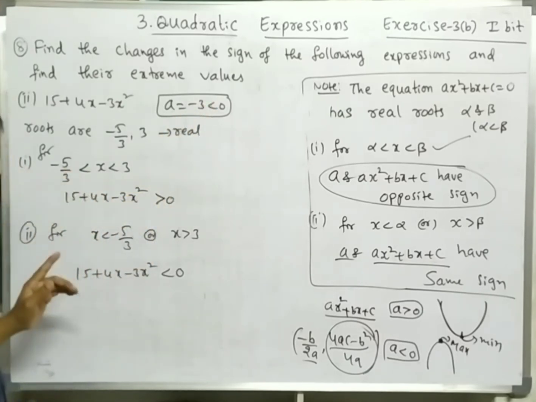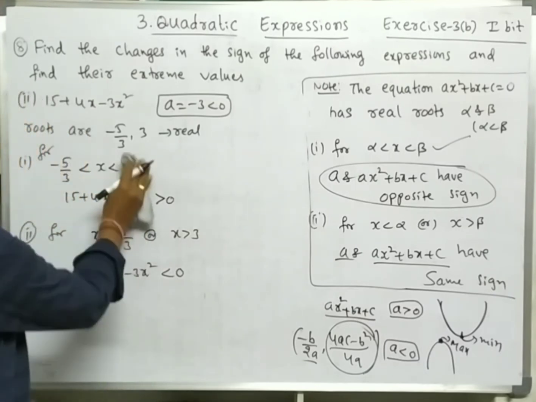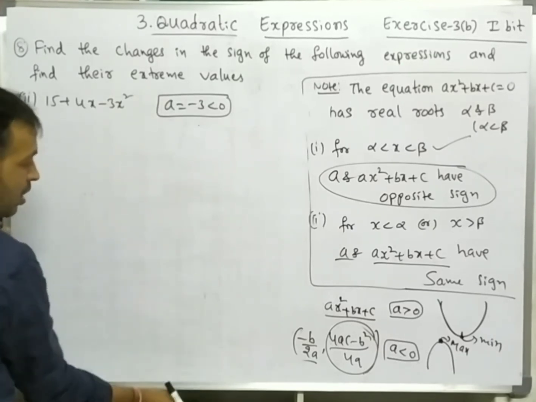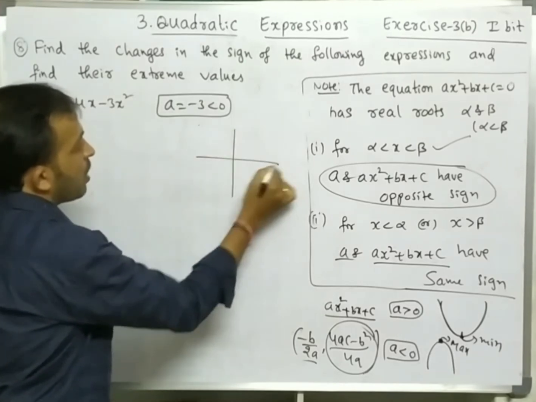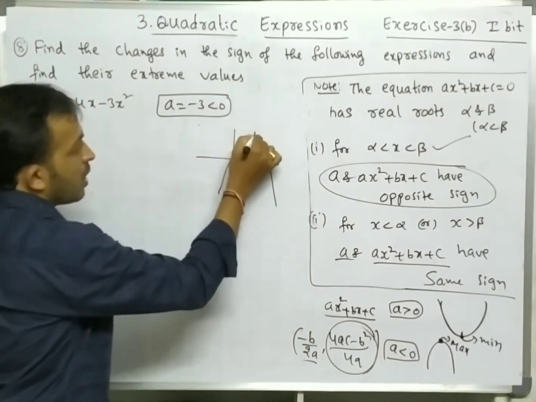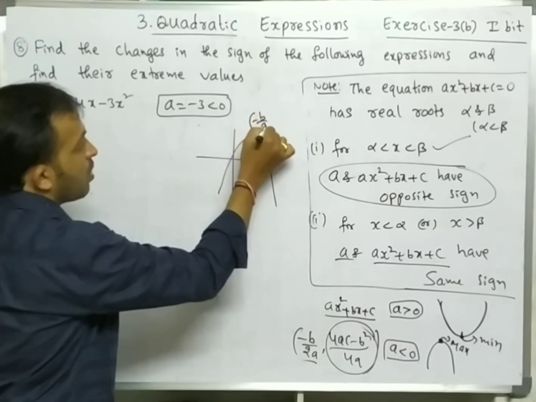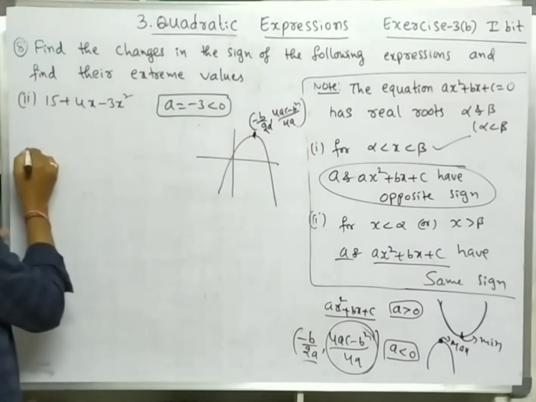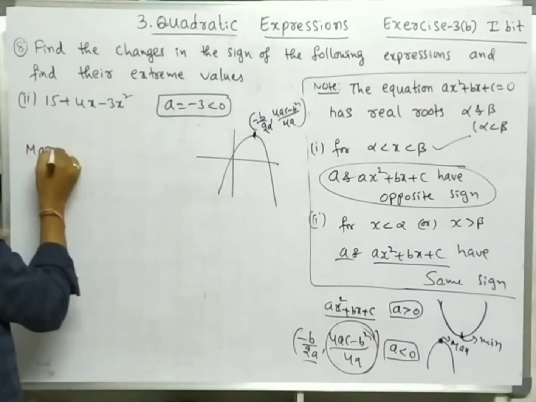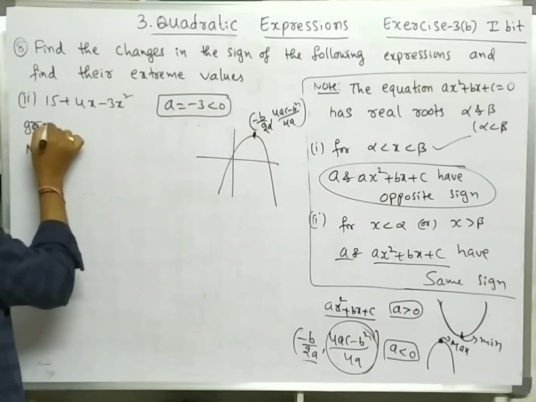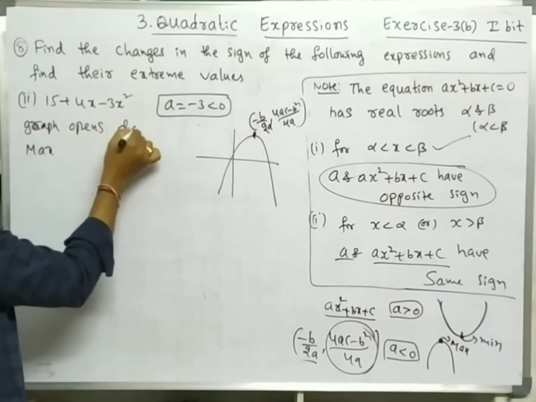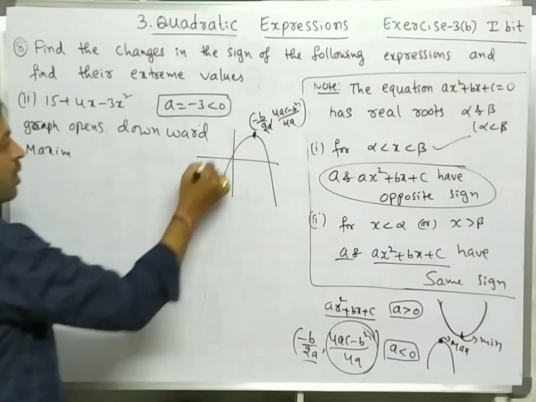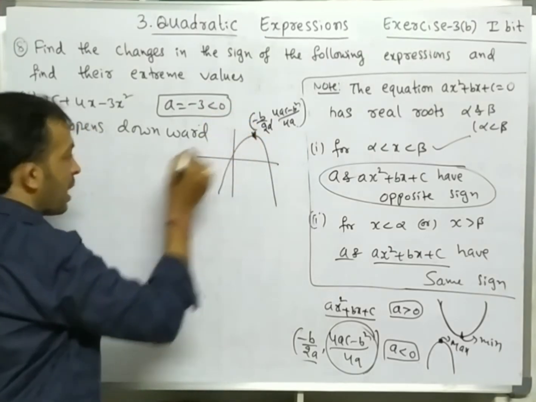So remember those points. And as the value of a is negative, the graph of the parabola is open downward. In this case maximum exists at minus b by 2a comma 4ac minus b square by 4a. Okay, so in this case the graph is open downward, and as the graph is open downward, maximum exists.